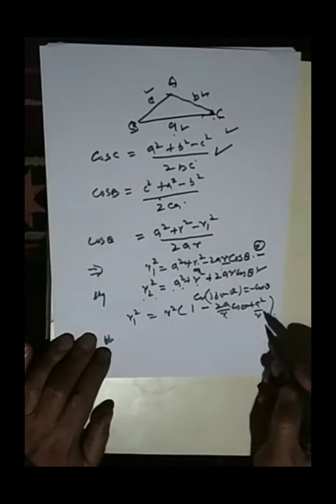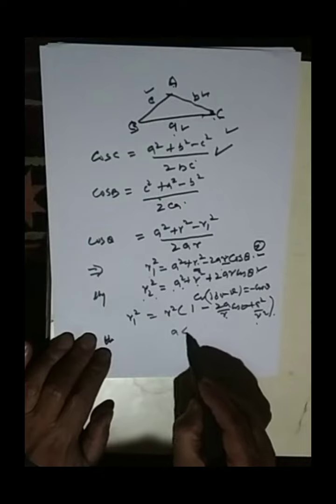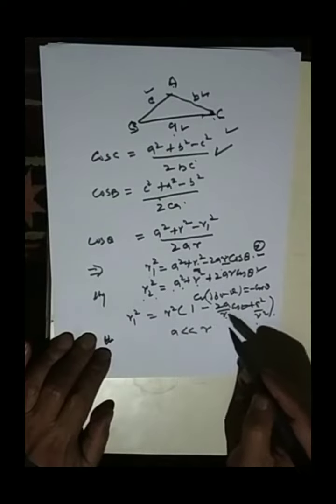Similarly, now A square by R square, assuming that generally the length of the dipole A is very much small as compared to the distance of the point from the dipole. So we get A square by R square can be neglected. So we get R1 square is equal to R square into 1 minus 2A by R cos of theta. Okay.